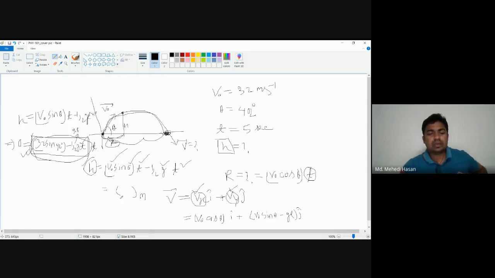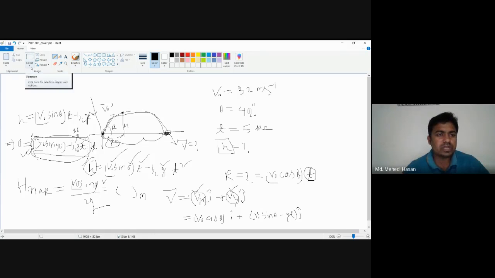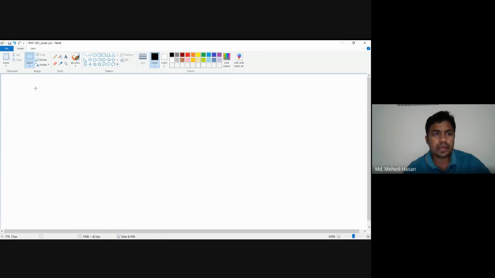So this is the procedure for finding the different variables in projectile motion. If the question asks for the maximum height, you have to use h max equal to v naught sin theta square divided by 2g. So this is all about projectile motion. Now do you have any question regarding this projectile motion? Anyone?